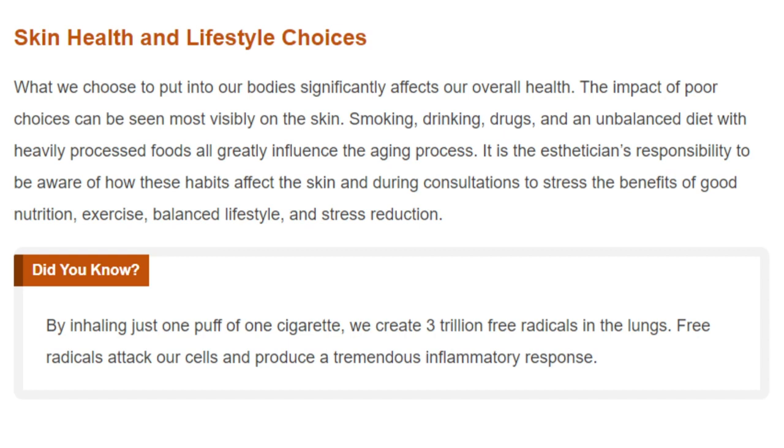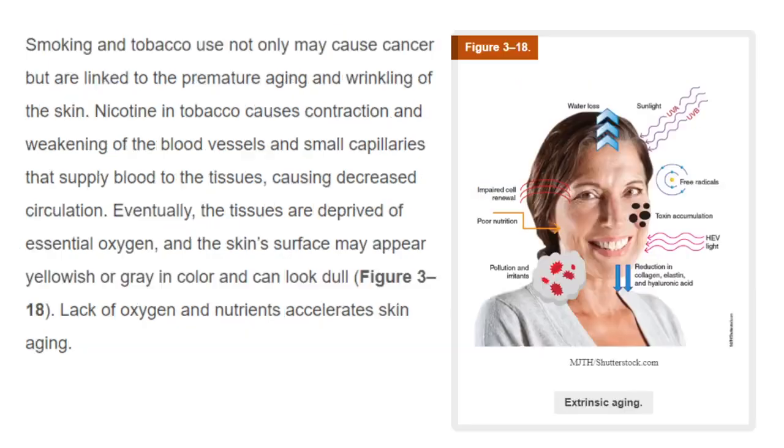Did you know? By inhaling just one puff of one cigarette, we create 3 trillion free radicals in the lungs. Free radicals attack our cells and produce a tremendous inflammatory response. Smoking and tobacco use not only may cause cancer but are linked to the premature aging and wrinkling of the skin. Nicotine in tobacco causes contraction and weakening of the blood vessels and small capillaries that supply blood to the tissues, causing decreased circulation. Eventually, the tissues are deprived of essential oxygen, and the skin's surface may appear yellowish or gray in color and can look dull. Figure 3.18. Lack of oxygen and nutrients accelerates skin aging.